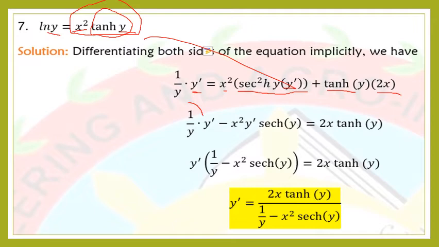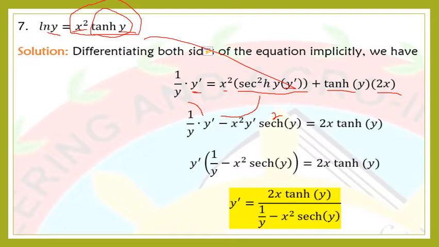Ganito yung mangyayari. So, ang ginawa ko dito class, nilagay ko na sa left side lahat ng may y prime and then sa right side naman yung walang y prime. So, tinranspose ko na siya dito sa left side. So, that's why naging negative x squared y prime secant squared h, sorry, this is secant squared h of y, is equal to 2x times tangent h of y. Okay, so factor out si y prime.